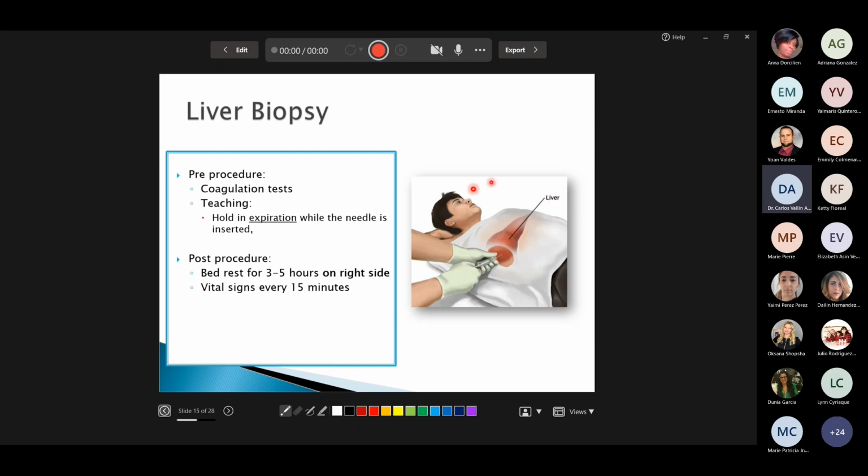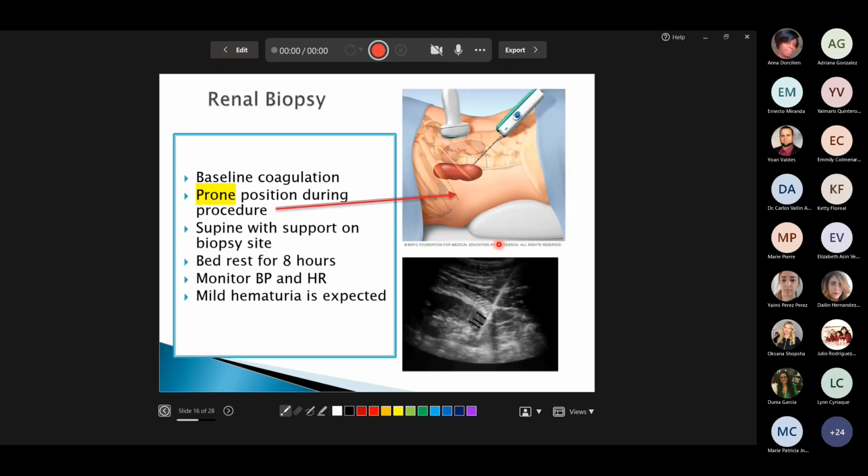After the procedure, you need to turn the client over to the right side with a roll under the right side, and the client needs to be there for 3 to 5 hours. The doctor will decide how long. And you need to monitor the vital signs because it's a high risk of bleeding after the procedure. Before the procedure, a coagulation test must be done, because if the patient has a prolonged PT and INR, any problem of coagulation, then the procedure cannot be done.